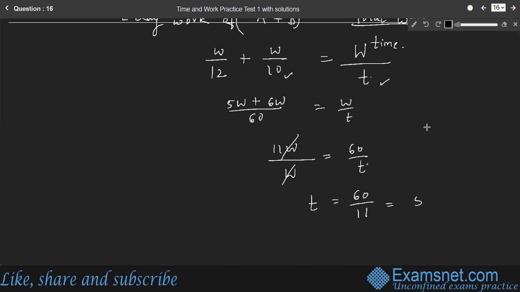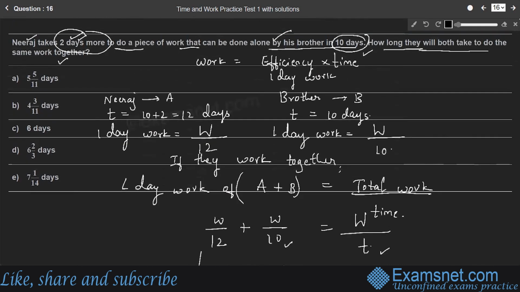11 into 5 is 55, and 5 is the remainder. So 5 integer 5 by 11 days is the time they will take if they start working together. 5 integer 5 by 11 days is the answer. Hence option A.